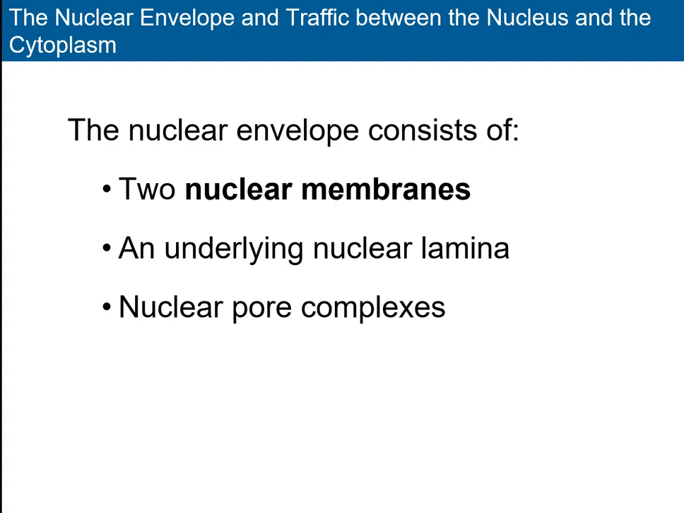Okay, in terms of what the nuclear envelope consists of, there are two nuclear membranes, so it's a double membrane. Also something called a nuclear lamina that we're going to talk a little bit about, which underlies that inner membrane, and also nuclear pore complexes. So the envelope consists of these three things.